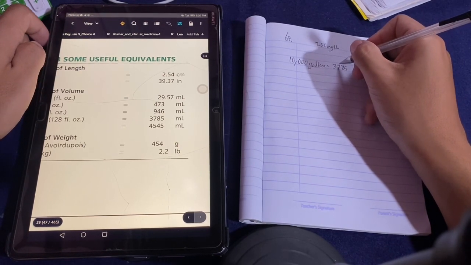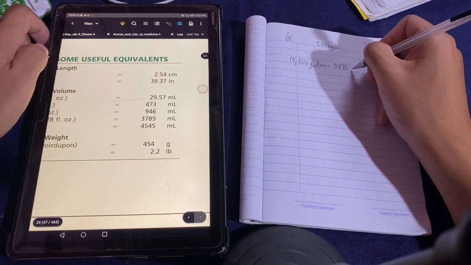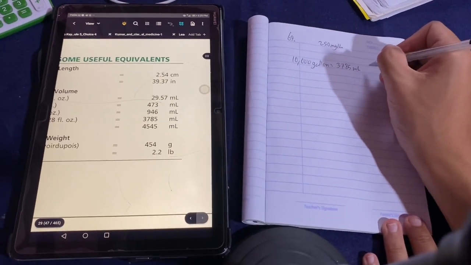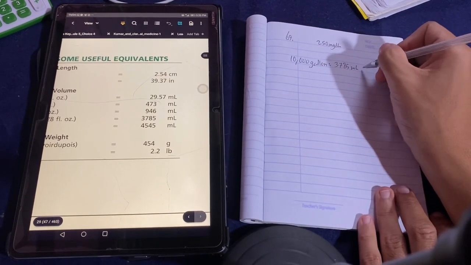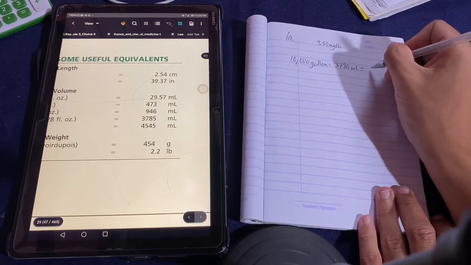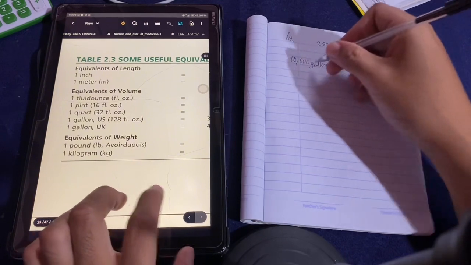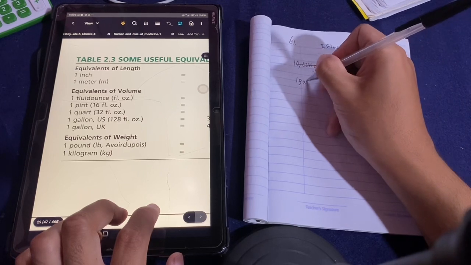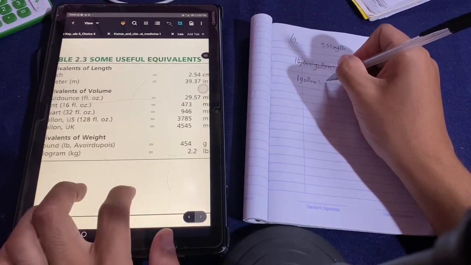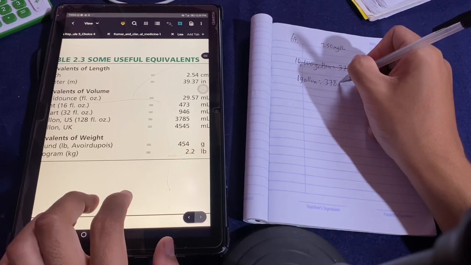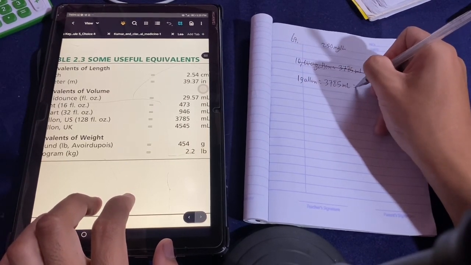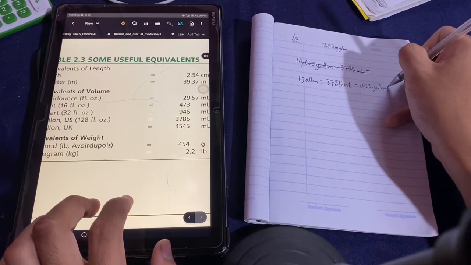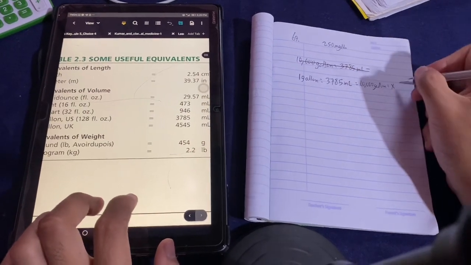3785 ml. Ang gusto natin liters, but later i-convert natin siya into liters. Gawin muna natin siya milliliters, then liters. Ang sabi natin, ang 1 gallon is equal to 3785 ml. So ang 10,000 gallon is equivalent to X, kasi hindi natin alam, X ml.